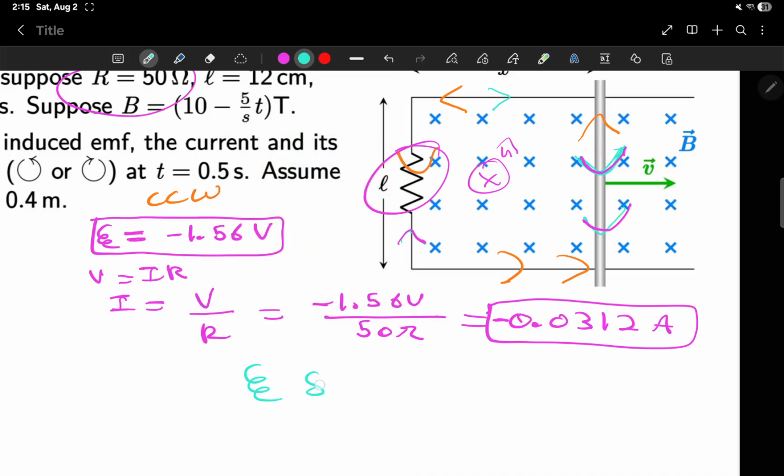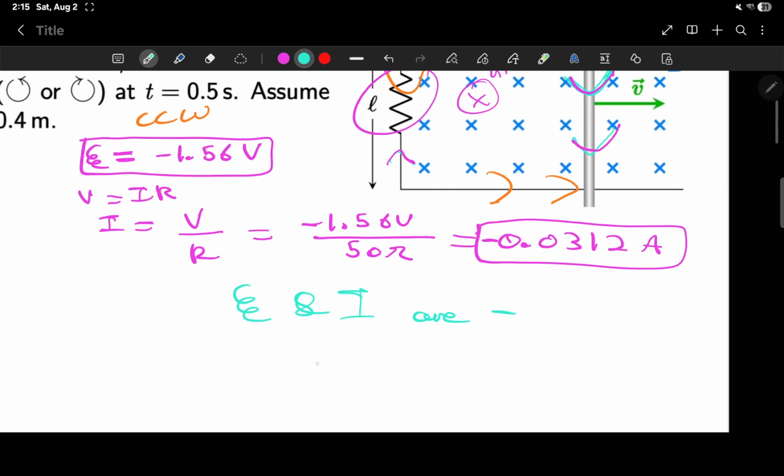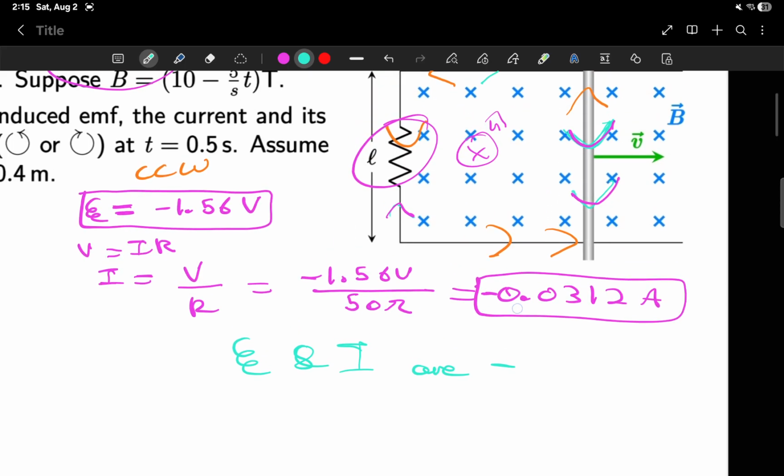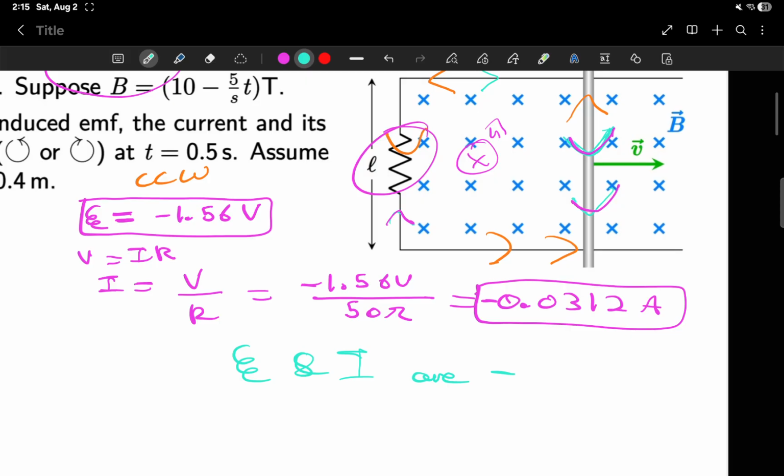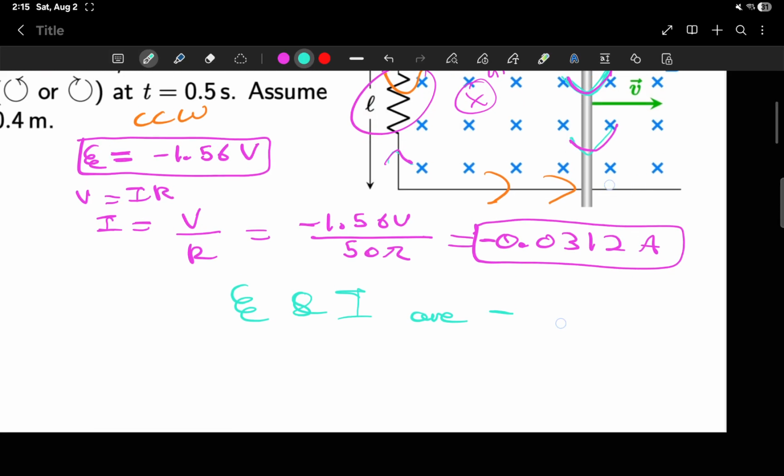If your EMF and your current are negative, that means that your normal vector or your area vector is pointed in the wrong direction. It doesn't matter though, you don't have to erase all your work. Your teacher will just see that, okay, you assumed that it was in the other direction. They're not going to deduct marks for something like this. In certain questions like these, choosing your area vector either at 180 degrees or at 0 degrees is a choice that doesn't really matter, even if you get a negative answer.